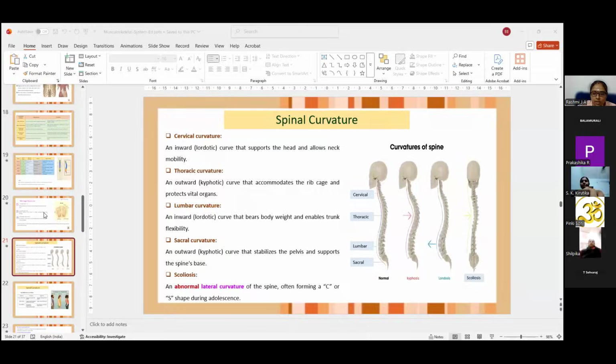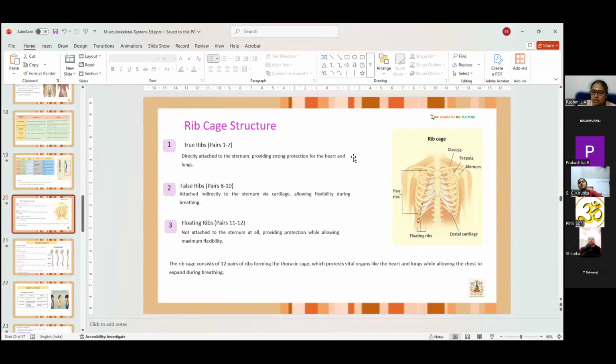Yesterday we saw till this ribcage structure. There we saw that the ribcage had ribs 1 to 7, the first ribs which join with the sternum, up to 7. It is called a true rib. Next, 8, 9, 10 are called false, and the last two are floating. So up to this we saw.